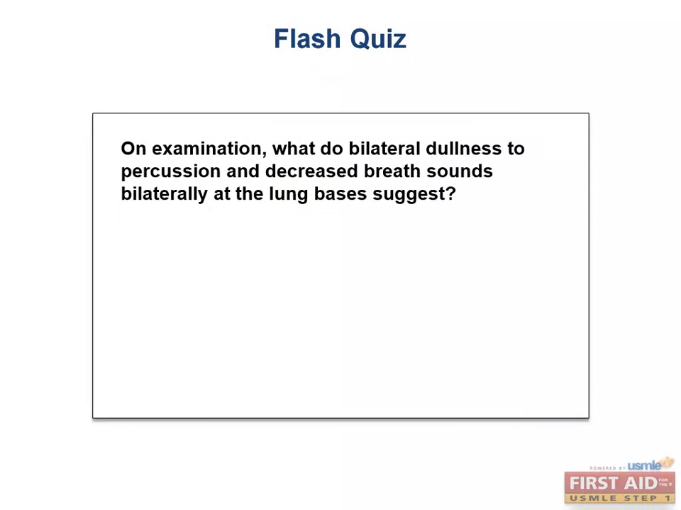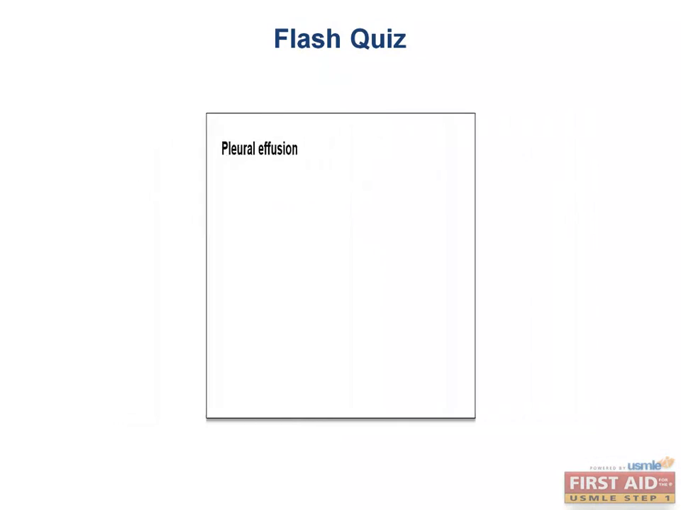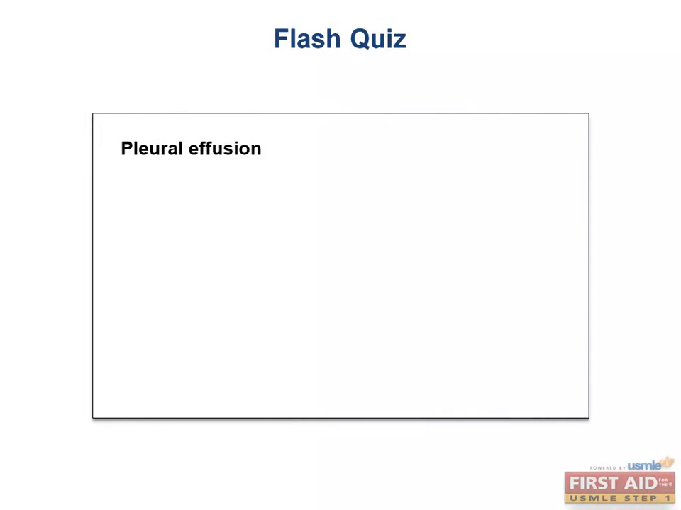Let's do a flash quiz. On exam, what do bilateral dullness to percussion and decreased breath sounds bilaterally at the lung bases suggest? The answer is pleural effusion.